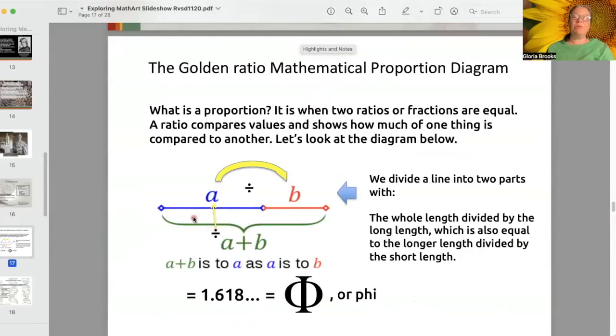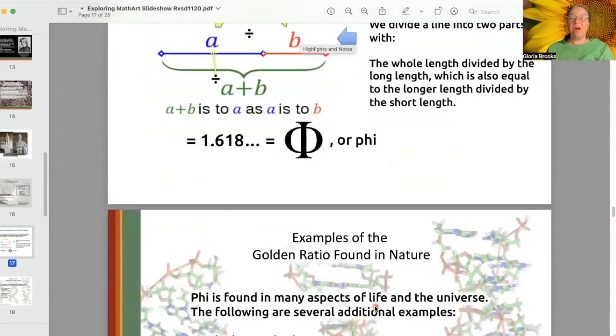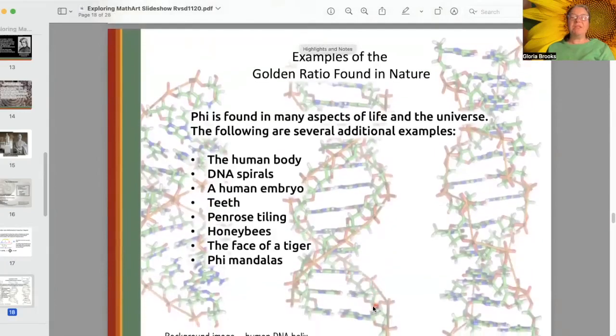So here you can see when we divide this line into two parts, the whole length divided by the long length is also equal to the longer length divided by the shorter length. This is the mathematical formula that helps creators be precise in using this beautiful proportion in their art. Examples of the golden ratio are found in nature. Another nickname for the golden ratio is phi, and it can be found in many aspects of life in the universe. Following are several additional examples, including the human body, DNA spirals, a human embryo, teeth, proportions.